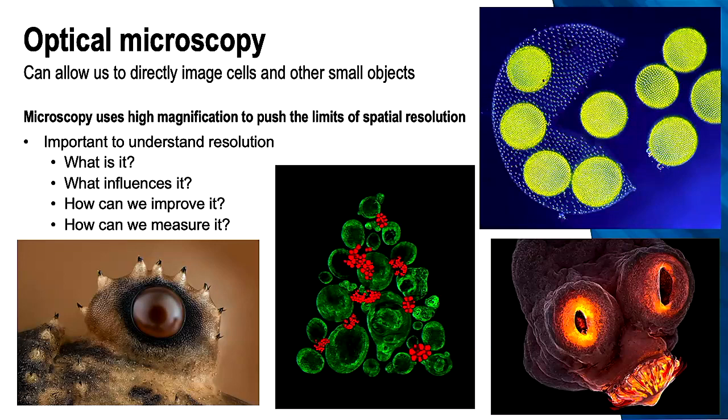So optical microscopy allows us to directly image cells and other small objects. Basically, we use high magnification to push the limits of spatial resolution. So we want to see this. We want to really push those limits. So we need to understand resolution, so we know how our imaging system's working. What influences the resolution? How can we improve it, and how can we measure it so we know what we're actually seeing? There's a few examples there.